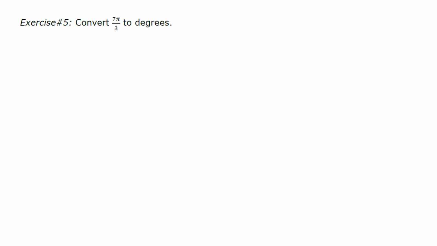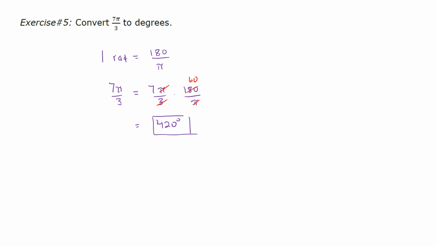Okay. Next, we're asked to convert 7 pi over 3 to degrees. Well, 1 radian equals 180 over pi. I have 7 pi over 3 radians. So I'll take 7 pi over 3 times 180 over pi. I can simplify this, cancel out the pi's, divide both of these values by 3, and then simplify. So 7 times 60 is 420 degrees. So 7 pi over 3 in radians is equivalent to 420 degrees.